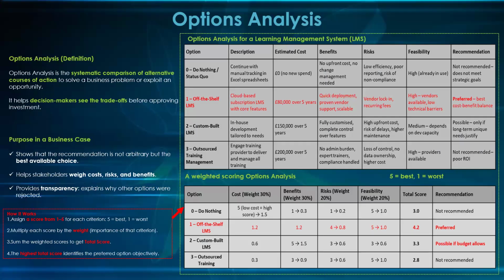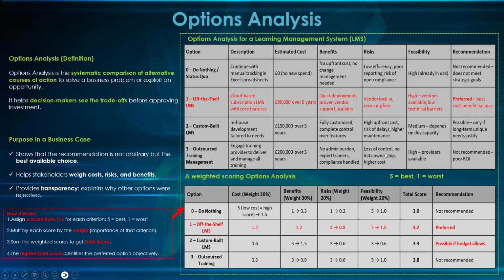Feasibility is medium, because there's some slight challenge that we might face because of the platform. So now let's look at outsourcing. We want to give it out to an organization whose core business is training. To outsource is 200,000 pounds over 5 years. No admin burden, expert trainers, compliance handled, so we don't have to worry about anything. But it's very expensive.